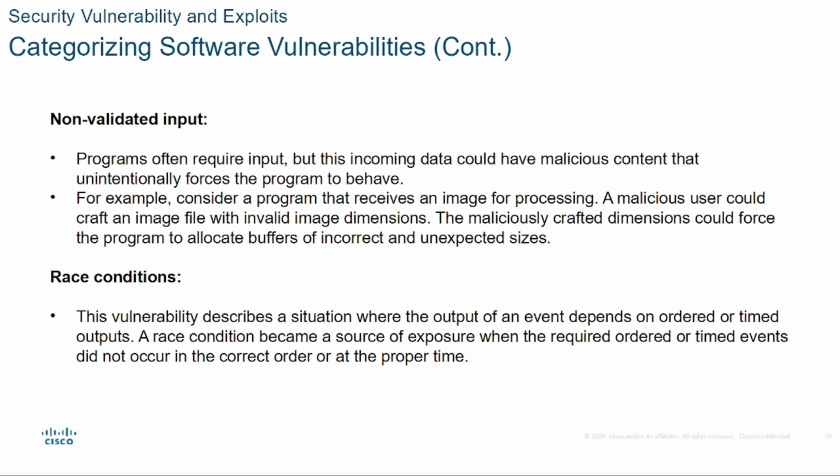Another category of software vulnerability is race conditions. This vulnerability describes a situation where the output of an event depends on ordered or timed inputs. A race condition becomes a source of exposure when the required events do not occur in the correct order or at the proper time.